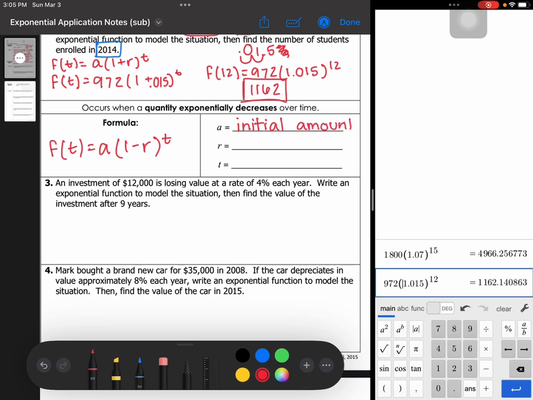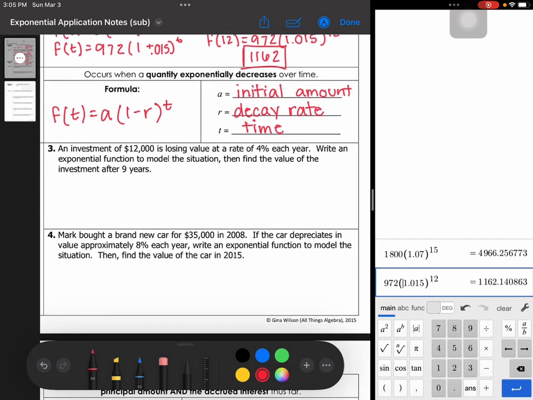T is still time that we're measuring it over. But R, instead of being a growth rate, is now a decay rate. Okay, so let's look at what an exponential decrease scenario could be.